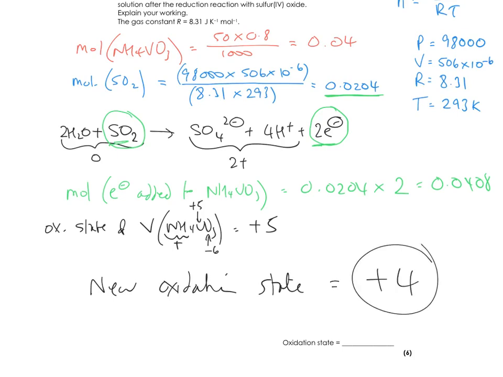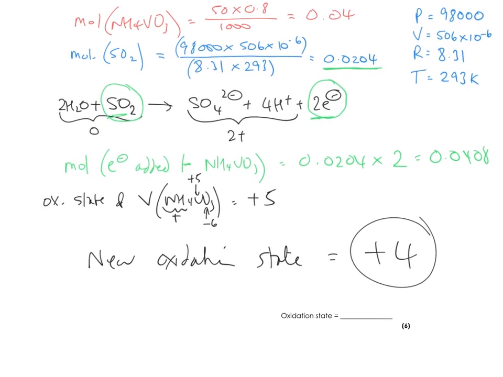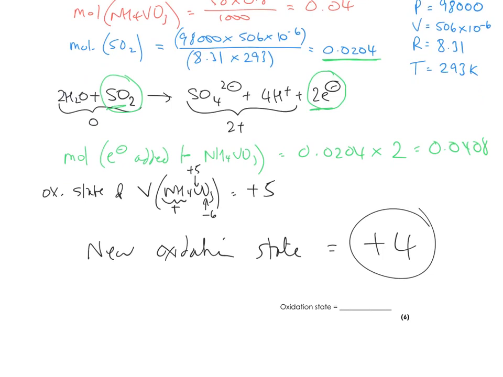So let me just go through that once more from the top. The first thing we did is work out number of moles of the ammonium vanadate using the numbers in the question. Then we worked out number of moles of the sulfur dioxide gas that was used, and it tells you that that is all reacted completely. Then we worked out how many electrons each sulfur dioxide molecule gave to the ammonium vanadate. We saw that the ratio of the sulfur dioxide and the electrons was 1:2, so we multiplied the number of moles of sulfur dioxide by 2 to work out how many electrons were added. We saw that it was 1 electron per ammonium vanadate molecule, so therefore the oxidation state of the vanadium in the ammonium vanadate is going to just reduce by 1 because there's 1 electron involved.